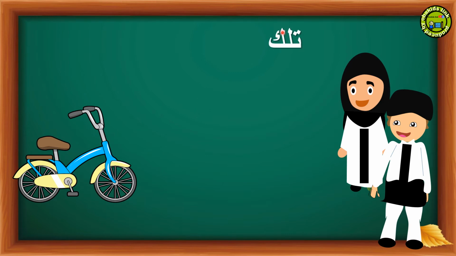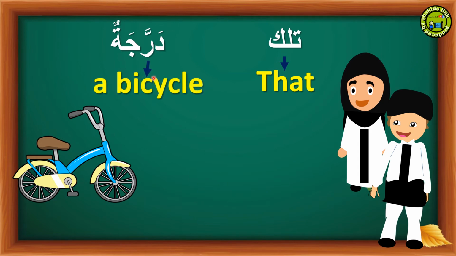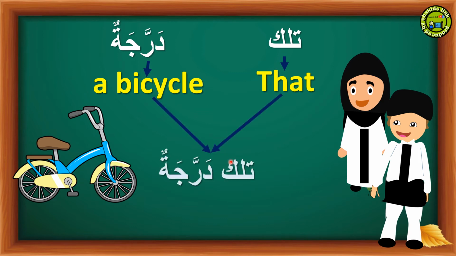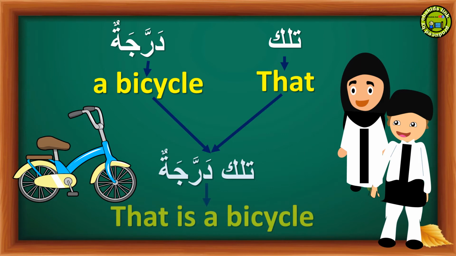Tilka is a singular feminine demonstrative pronoun which means that. Darajatun is a singular feminine noun which means a bicycle. And if we join Tilka and darajatun together, it becomes Tilka darajatun. Say after me. Tilka darajatun, which means that is a bicycle. Let us see another example.